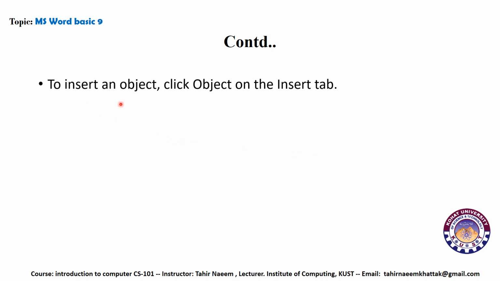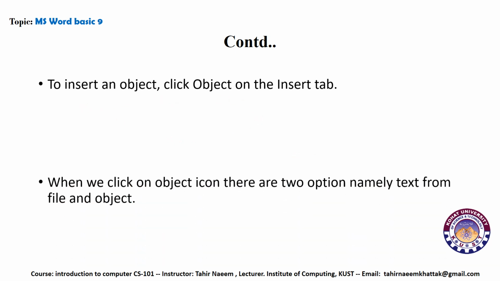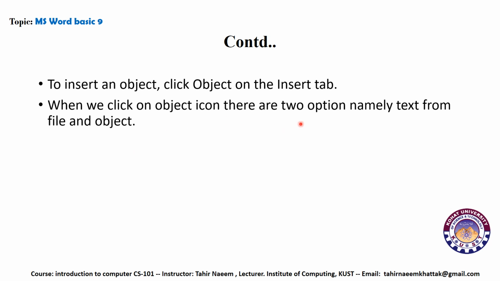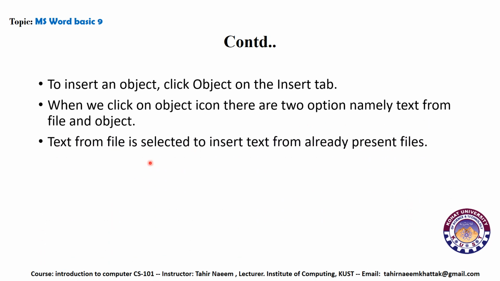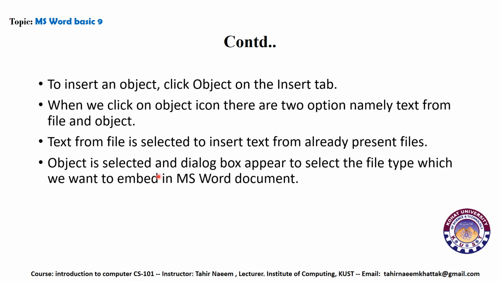So how will we insert? To insert an object, we will click on Object. When we click on the Object option, two options appear, like Text from File and Object. Text from File is selected to insert text from an already present file. So basically, with Text from File we only extract text. While with Object, when we select it, a dialog box opens up, which further gives us the option of what type of file we want to embed in our MS Word document.